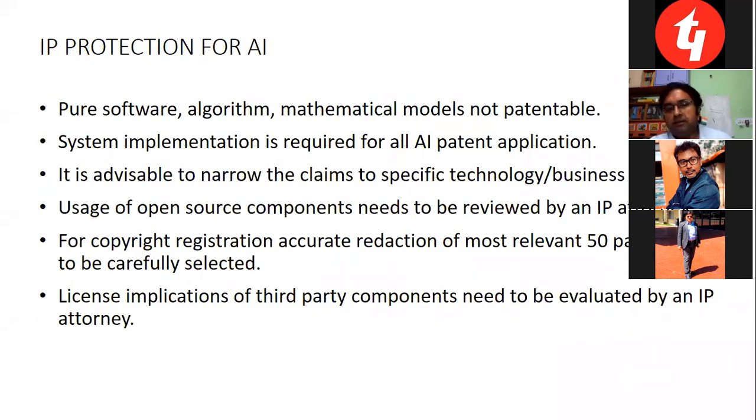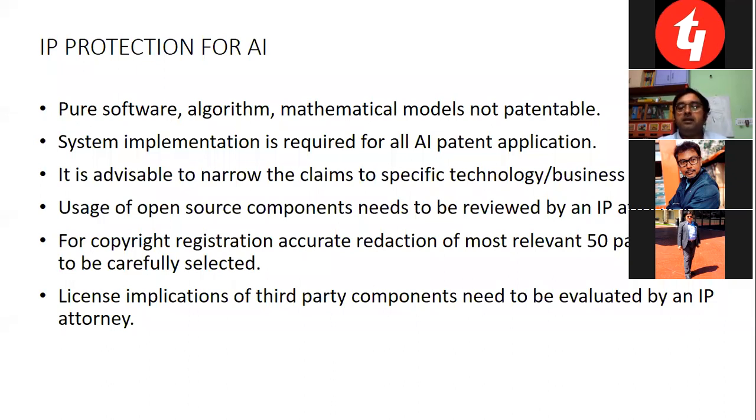domain. Now, before going into the problems, like what are the problems in IP protection for AI, let us understand how we protect the IP in an AI that we have created. Most importantly, the proliferation of AI, or future innovations of AI, lies in very strong mathematical models. And yesterday and the day before yesterday we stated that pure software, algorithms, and mathematical models are not patentable. So that is one of the key challenges.